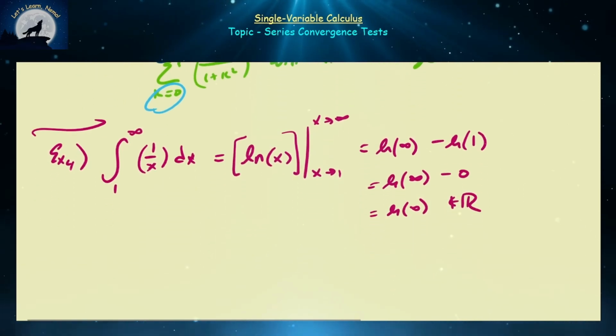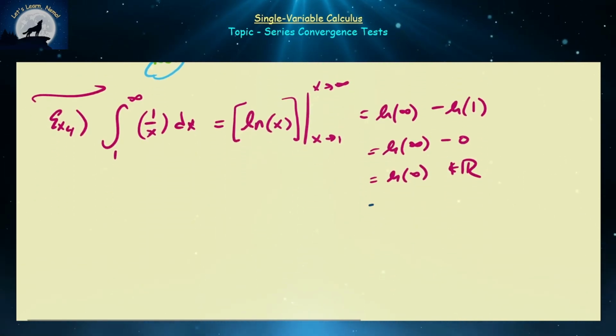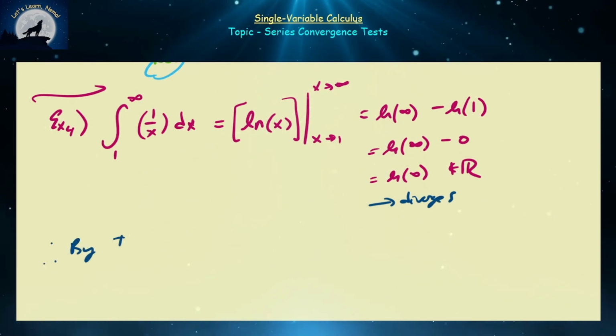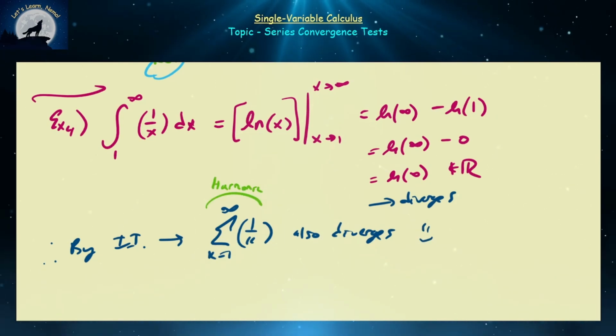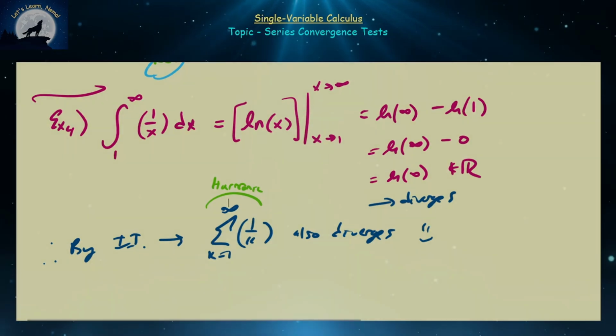So since this integral diverges, then by the integral test, we have that the sum from k equals 1 to infinity of 1 over k also diverges, right? And in case you don't already know, some people refer to this as the harmonic series. So the harmonic series diverges, and that's easily provable via the integral test.